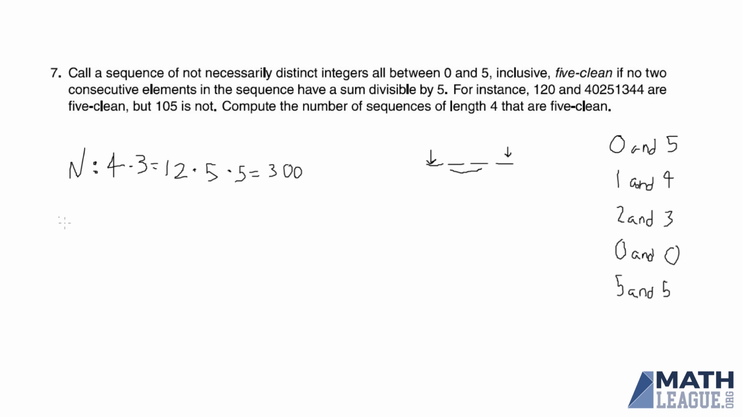Now let's say we do have a 0 or a 5 in one of the middle 2 spaces. Well, if there's a 0 or a 5 in one of the middle 2 spaces, then we can't have a 0 or 5 in the other of the middle 2 spaces because they cancel each other out and make the sequence not 5 clean. So we have to pick exactly one of these 2 spaces to have a 0 or a 5 in the interior. And then once we've picked one of those 2 spaces, we have a choice of either putting 0 or 5 in that space.